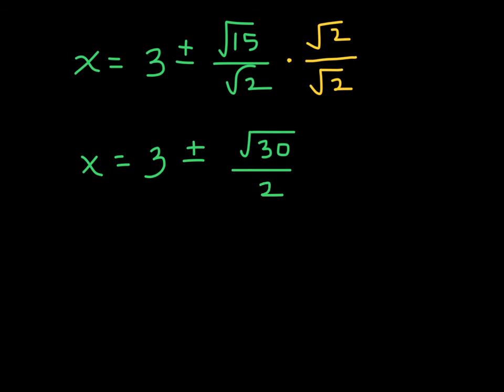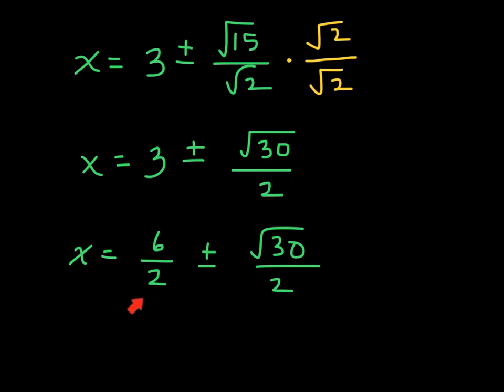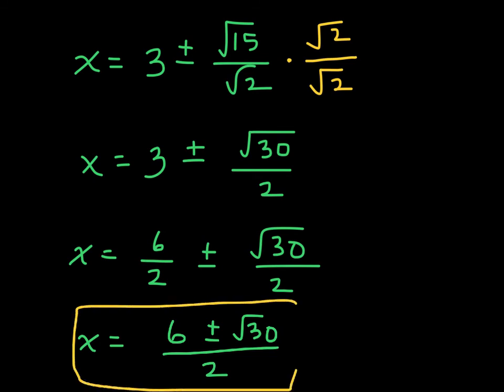Now, ladies and gentlemen, I can actually rewrite this and simplify this even more. 3 is the same as or equivalent as 6 over 2, is it not? 6 divided by 2 is 3. And so I just finished rewriting 3 as a fraction whose denominator is 2. Why did I do that? So that I can rewrite this as 6 plus or minus root 30 all over 2. Okay? So these are irrational solutions because 30 is not a perfect square.